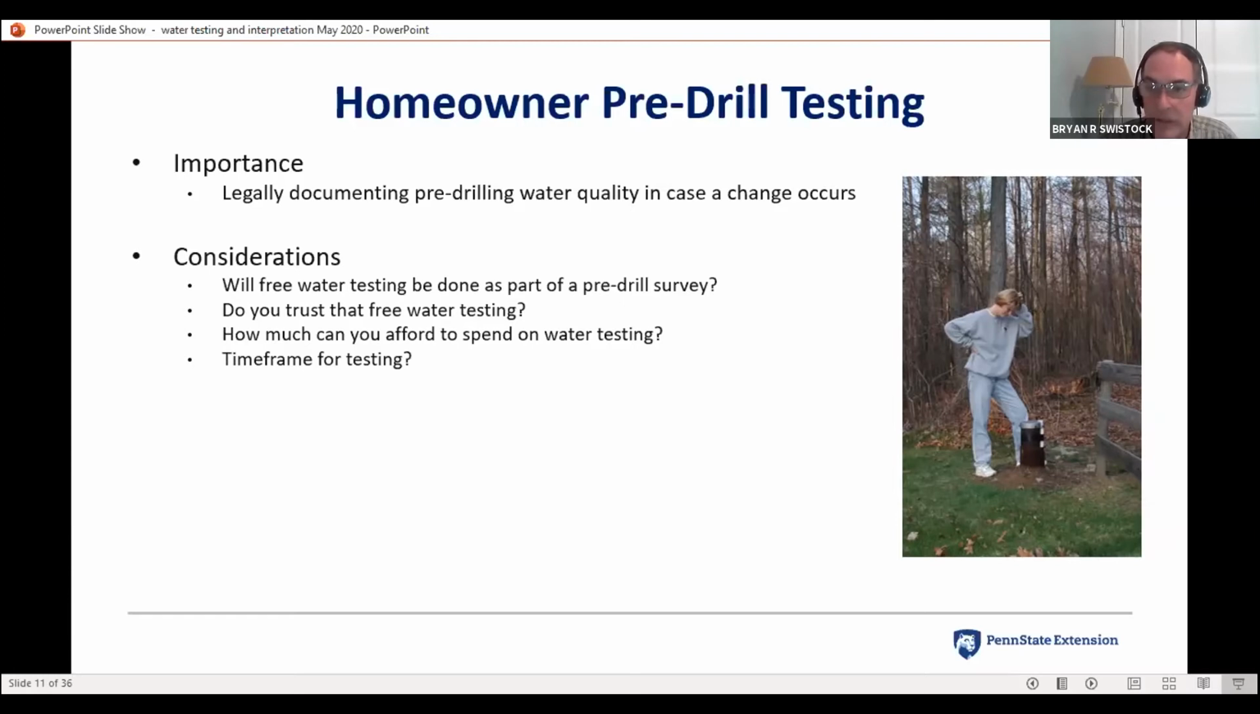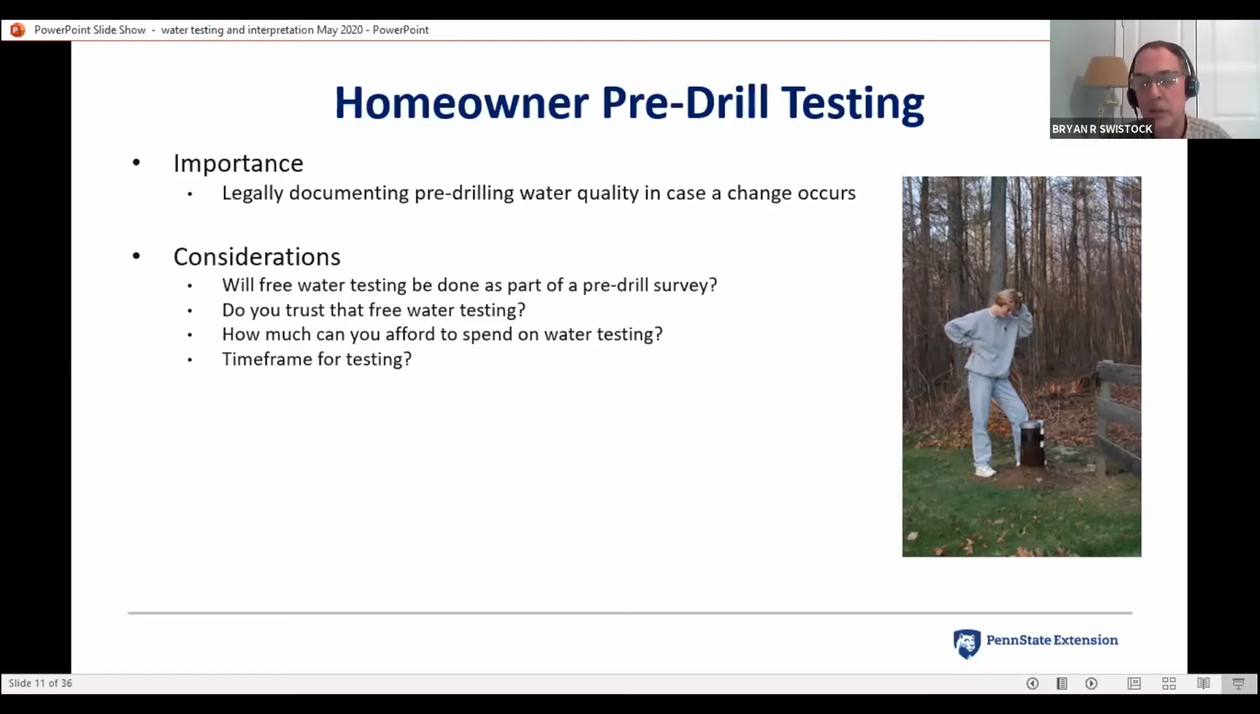And we have no reason to tell people not to, but some folks inherently aren't going to trust information that's being paid for by the industry, so they may want to do their own test on their own dollar, and they can certainly do that. Then they have to decide how much can they afford. And like I said, it doesn't take much to get into many hundreds of dollars. When you're talking about a comprehensive water test, it may be $1,000 to do a really comprehensive pre-drill test.